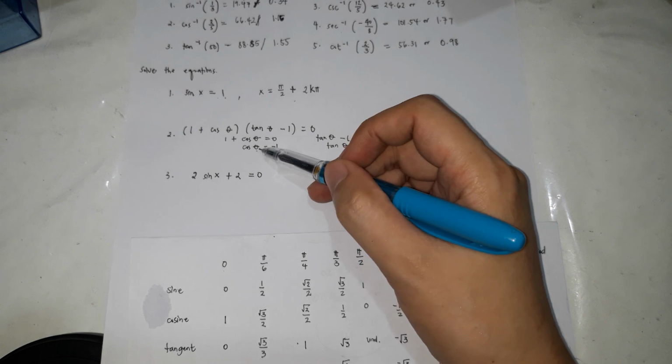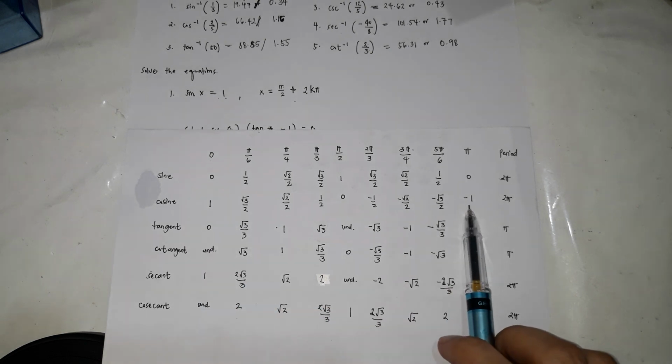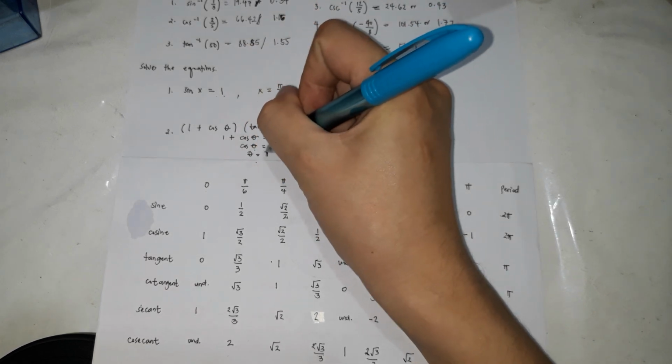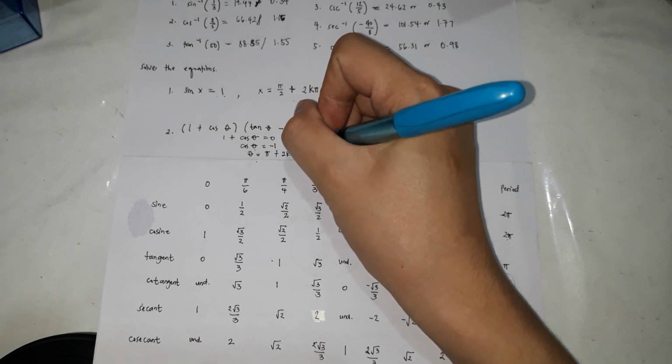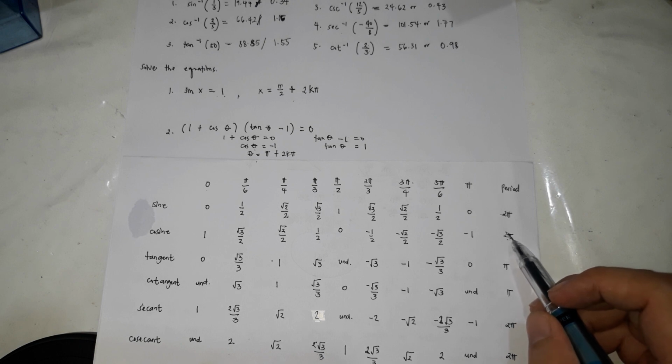So what theta will result in negative 1? In here, cosine theta equals negative 1, it's pi. So theta is equal to pi plus 2k pi, because the period of cosine is 2 pi. Just put a k in the middle, in the 2k pi.